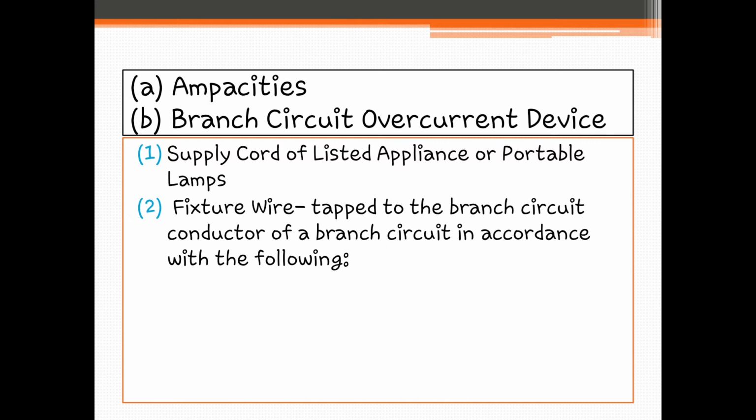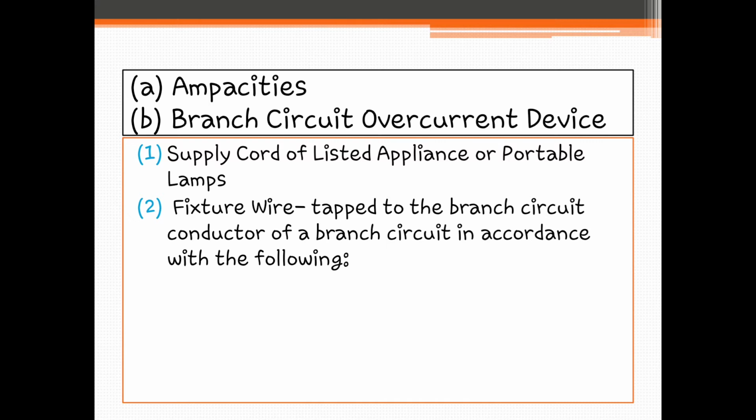So next is branch circuit overcurrent device. Flexible cords shall be protected where supplied by a branch circuit in accordance with these methods. First is supply cord of listed appliance or portable lamps, where flexible cord or tensile cord is approved for and used with a specific listed appliance or portable lamp. It shall be considered to be protected when applied within the appliance or portable lamp listing requirements. Next is fixture wire.